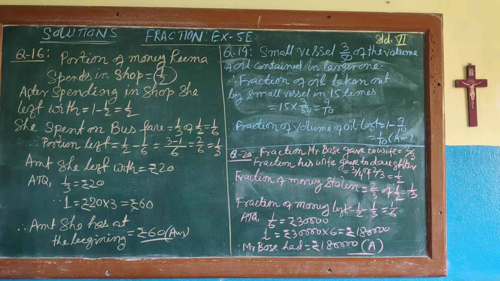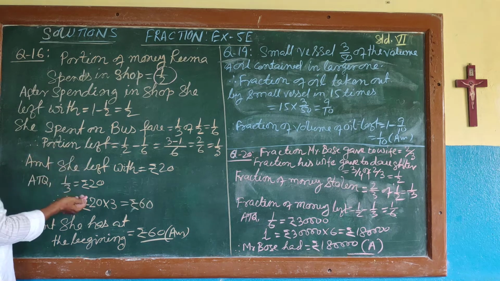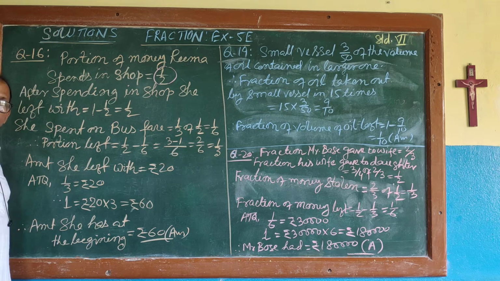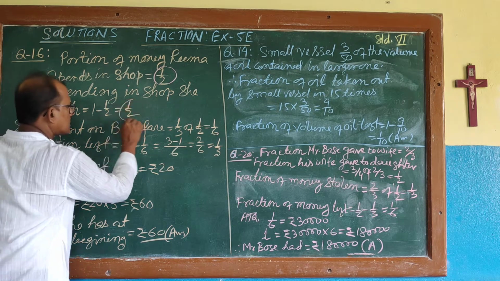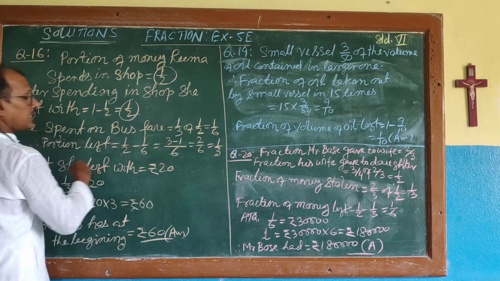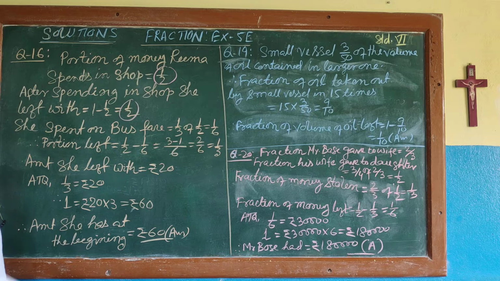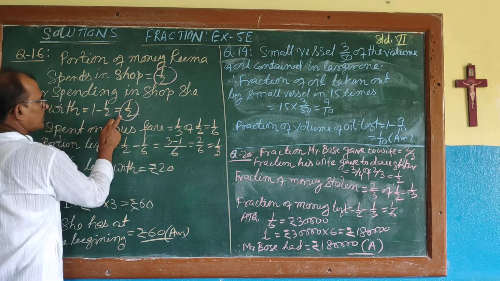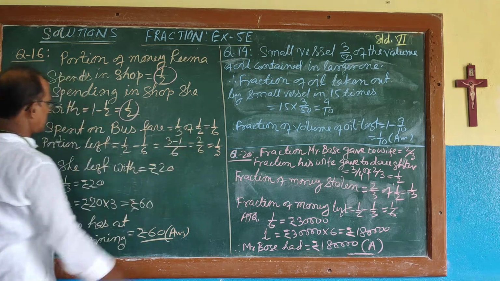See, leftover is half. Now, for the bus fare she spent 1/3 of the leftover. Leftover is now half, so 1/3 of half she has spent on bus fare. Therefore, the fraction of money she spent on bus fare is equal to 1/3 of 1/2, that is 1/6.